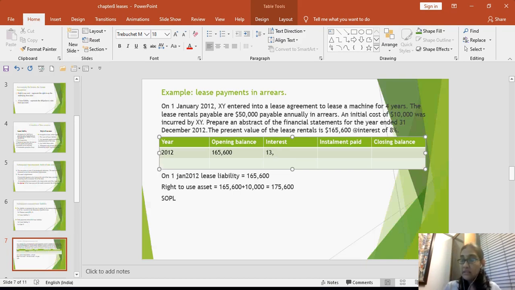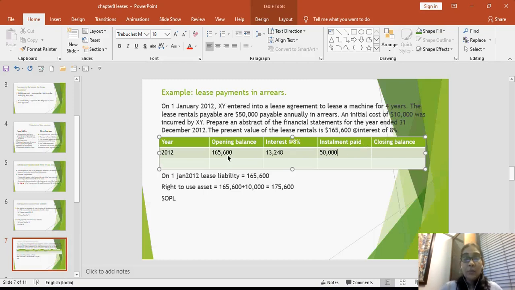Now the interest that will be accrued on this at 8% is calculated, and we get an amount of 13,248, right? This will be, I'll write here so it will be clear, at 8%, right? And after accruing the interest, you are going to make an installment payment of 50,000. Installment payment is nothing but the lease rental, correct?